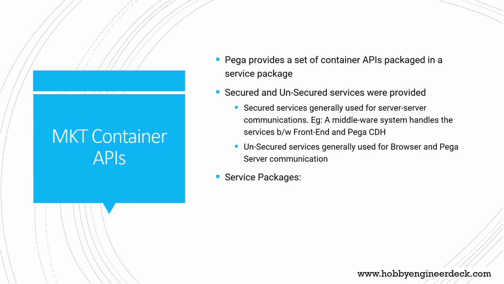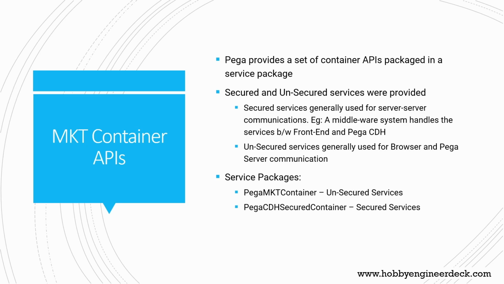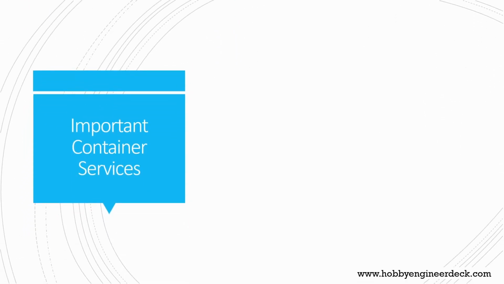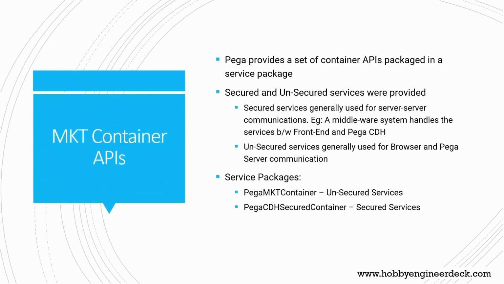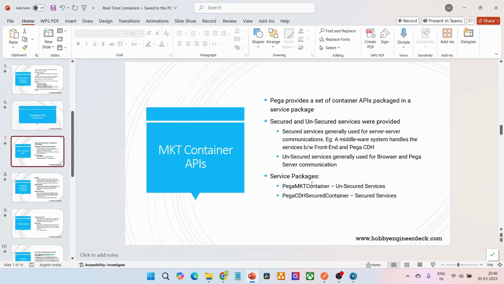Now, in order to support these two, secured and unsecured, we have two service packages. One is Pega MKT container, which is for unsecured services. And the other is Pega CDH secured container, which is for secured services. Now let us quickly go to the Pega Dev Studio and open the Pega MKT container and Pega CDH secured container.